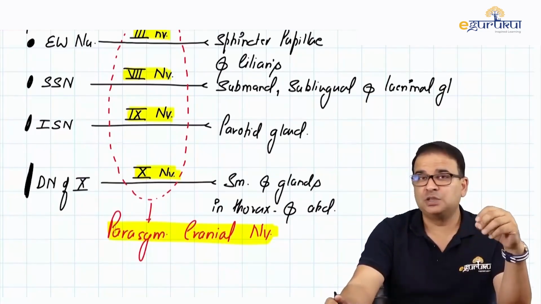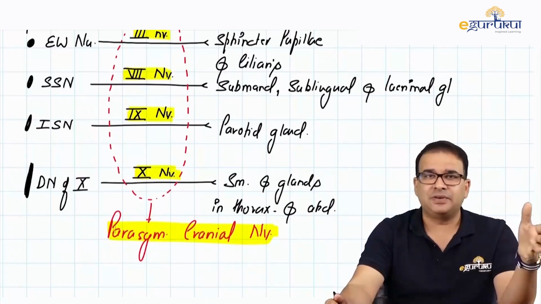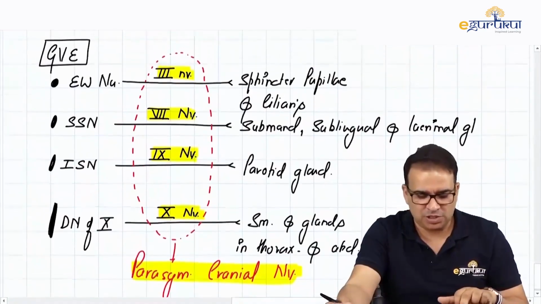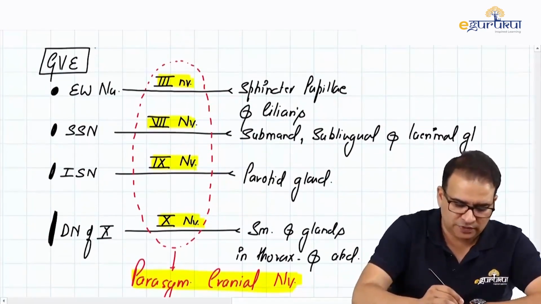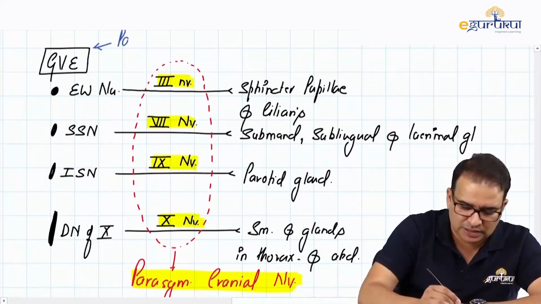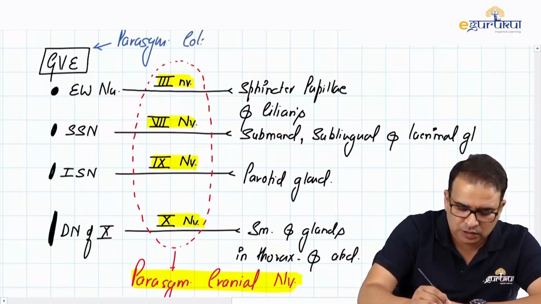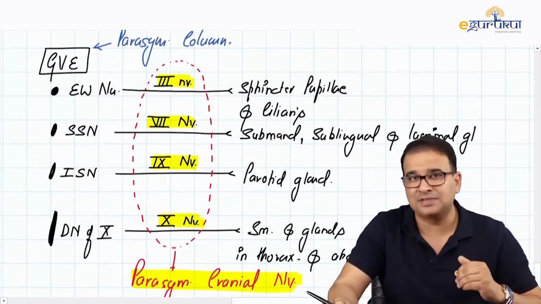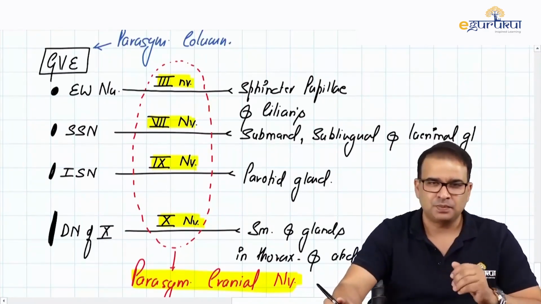They've even asked this question once that which column is referred to as the parasympathetic column. So obviously what column are we talking about? We are talking about the GVE column. So guys, you can note that the GVE column is also referred to as the parasympathetic column, because all the nuclei present here, they do have some parasympathetic function.